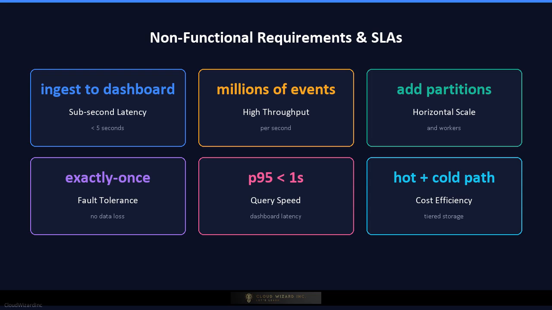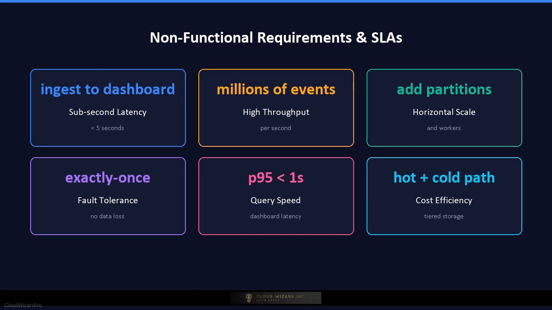Now the non-functional requirements. End-to-end latency must be low. From the moment an event is produced to the moment it appears in a dashboard or alert should be on the order of seconds, not minutes. The system must support high throughput, potentially millions of events per second, and scale horizontally by adding more partitions and workers. It must be fault-tolerant. A node or job failure should not lose data or corrupt aggregates. Query latency must be sub-second for interactive dashboards, even when data volume is huge.